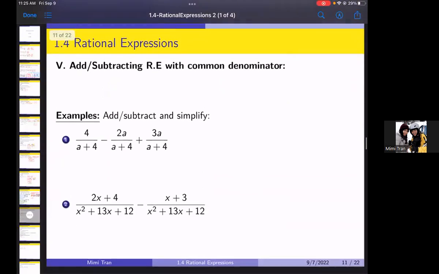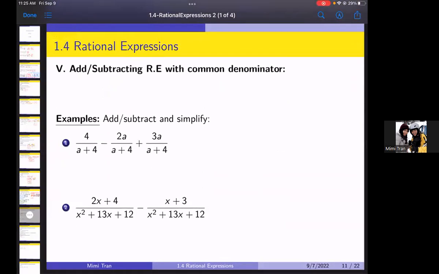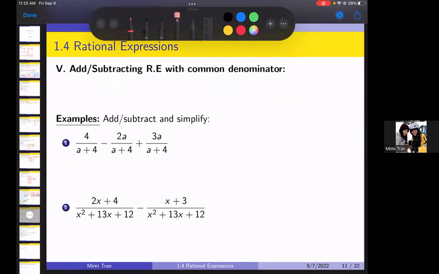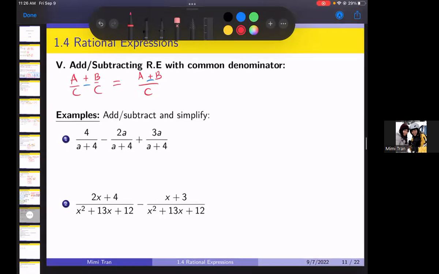We'll do the same. Okay, so adding and subtracting rational expressions with a common denominator. This is the easier of the two. So for example, if I have A over C plus B over C, all you do is add the top and keep the denominator. It's true for subtraction as well. So you guys try number 1. Tell me what you got.